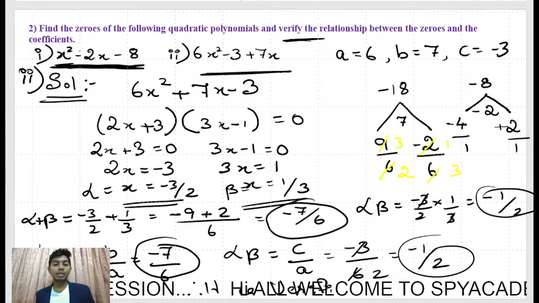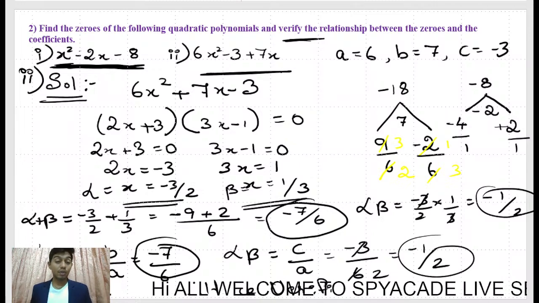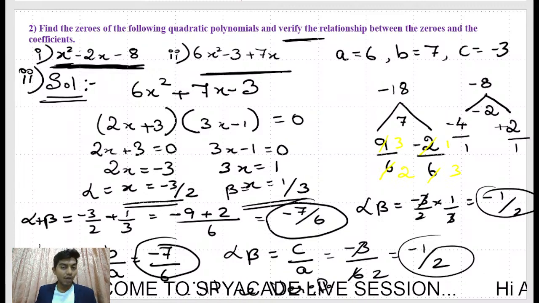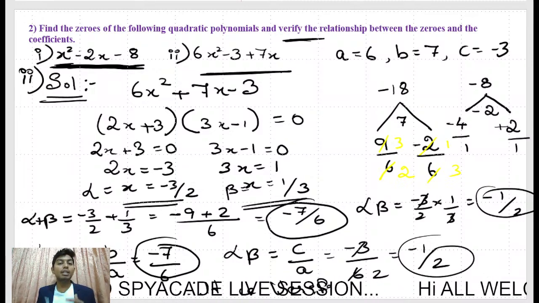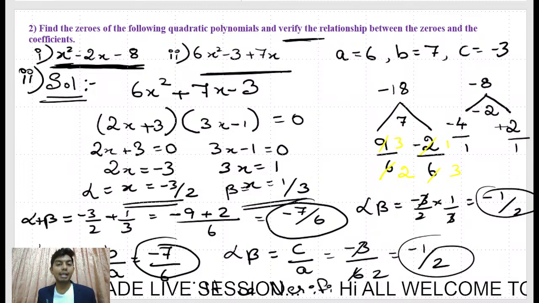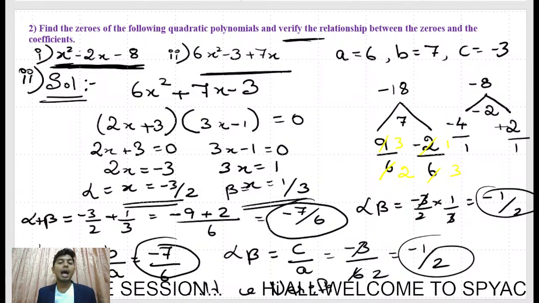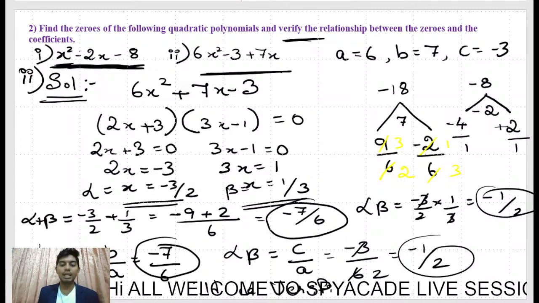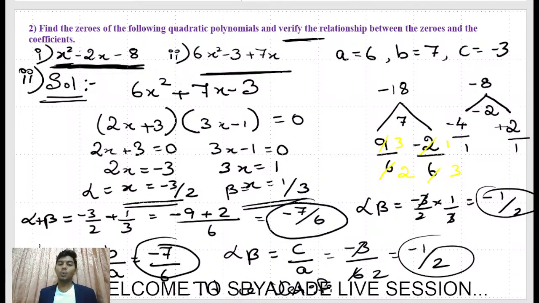Is it clear for everyone? See, we found the zeros of the polynomial alpha and beta, and then we had alpha plus beta separately and alpha into beta separately. Okay, and then using the formula minus b by a and c by a, we found the answers, and then we checked whether both the answers are equal or not. At last we got the equal answers, and so it's hence verified.